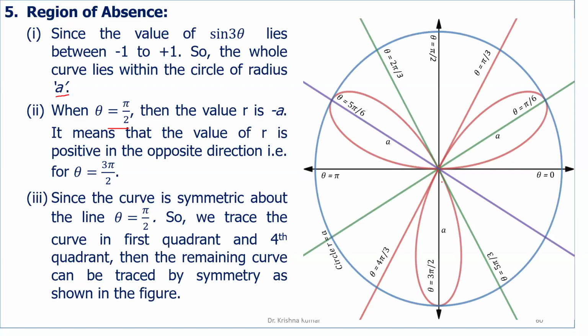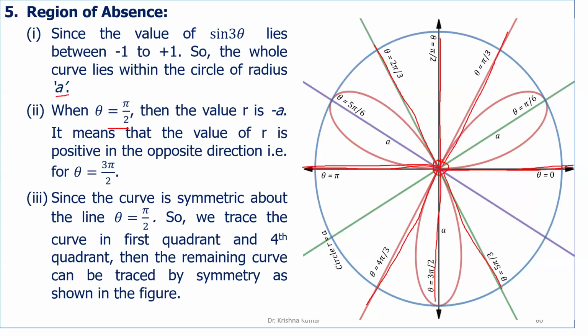First thing, the curve passes through the pole. This is the line θ = 0, θ = π/2, θ = π, and θ = 3π/2. What are the tangents? The first tangent is θ = 0, then θ = π/3, θ = 2π/3, θ = π, θ = 4π/3, and θ = 5π/3. These are the 6 tangents.